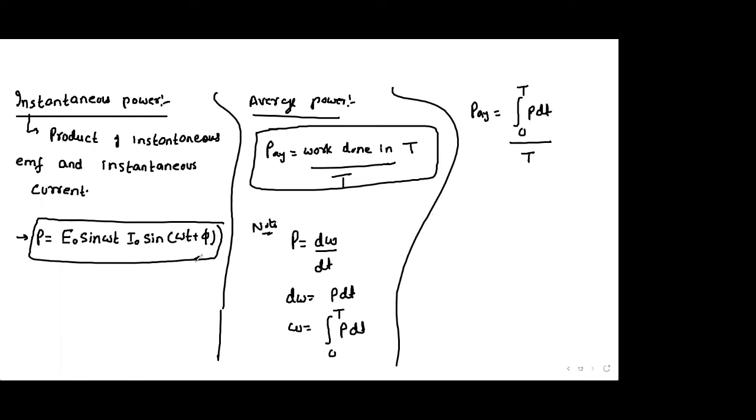P is instantaneous power. So average power is 0 to T, I'm integrating this instantaneous power, E naught I naught sine omega t sine omega t plus phi dt, divided by T. You know how to integrate it. In the starting calculations of AC, in the calculation of I RMS and I average, we have discussed how to integrate this expression. So this is how we calculate average power.